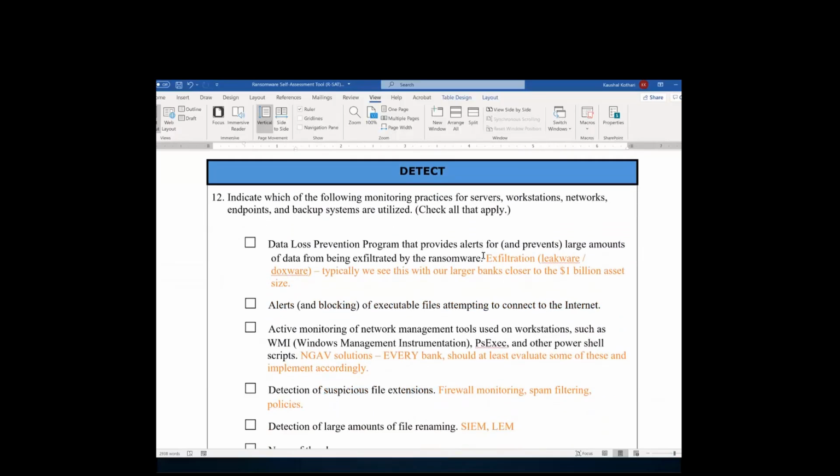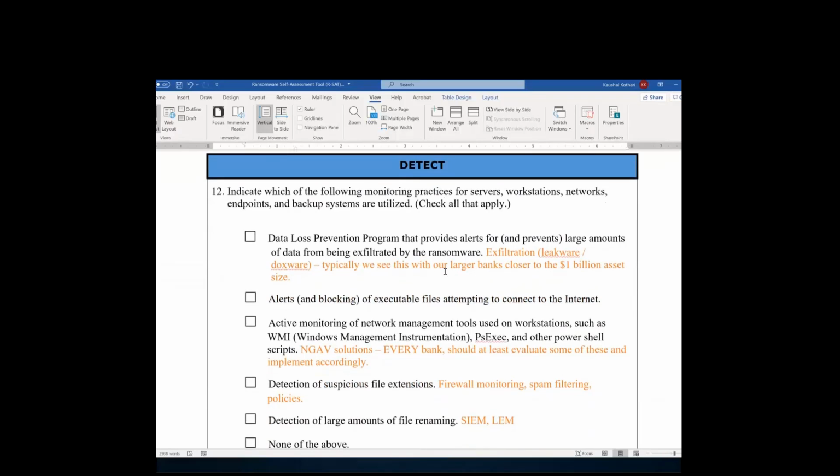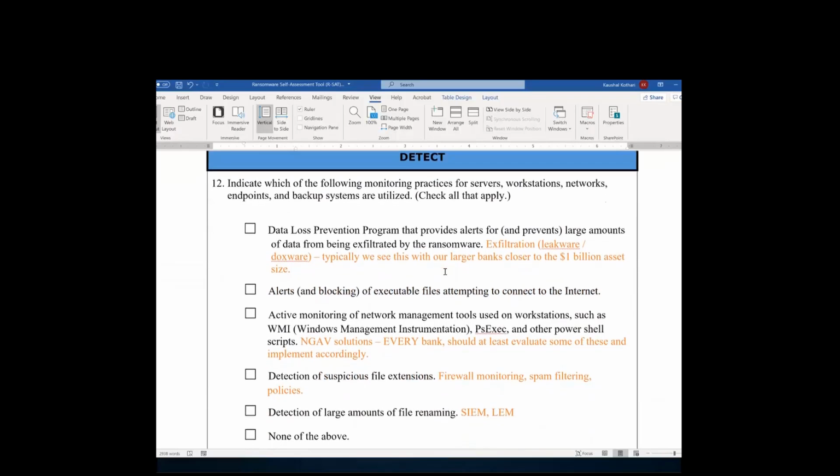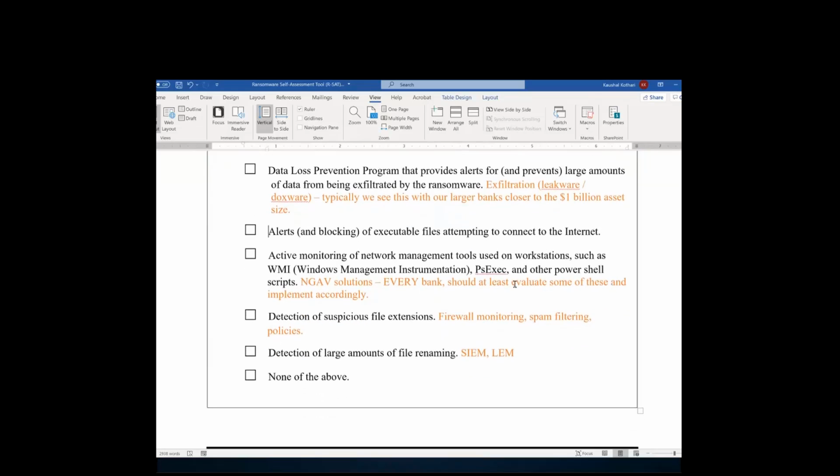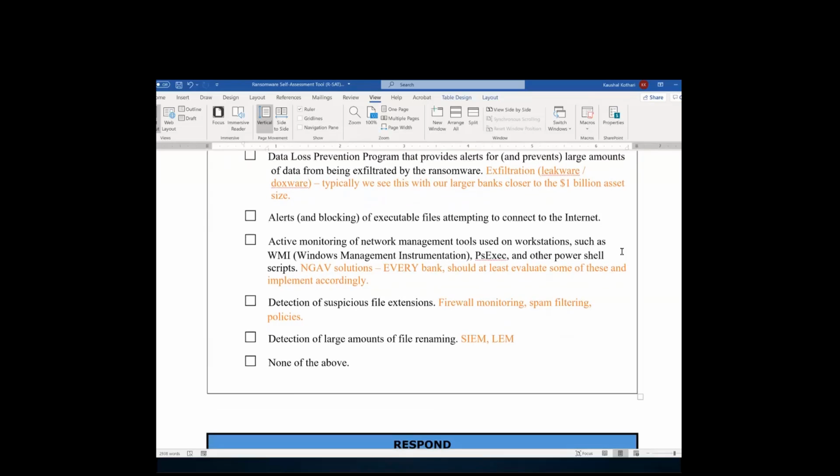Then they talk about different monitoring practices for servers, workstations, networks, endpoints, etc. As for a data loss prevention program, we generally see that in banks that are hitting that $1 billion asset mark, so we're not going to see that in most of our community banks. It's okay to not check something. Remember, risk has to be reduced to an acceptable level. And then alerts and blocking of executable files attempting to connect to the internet. Talk to your network support vendor about that.